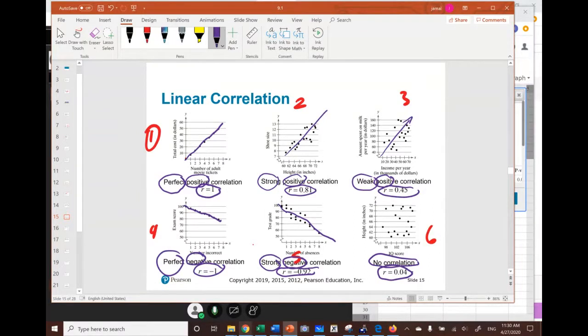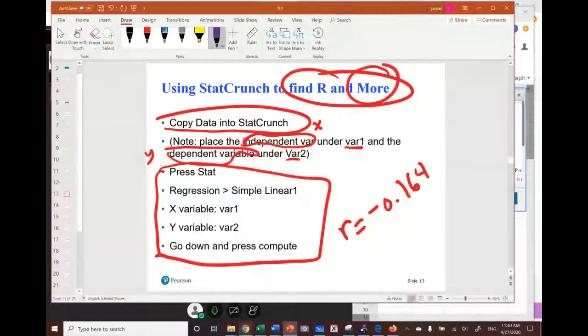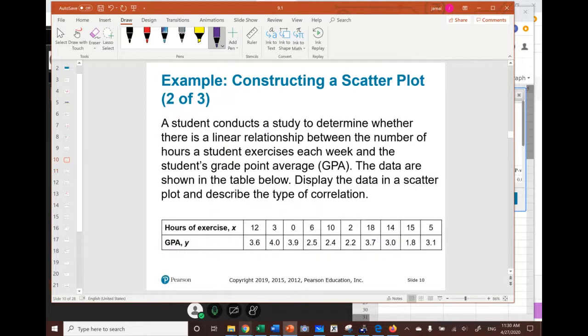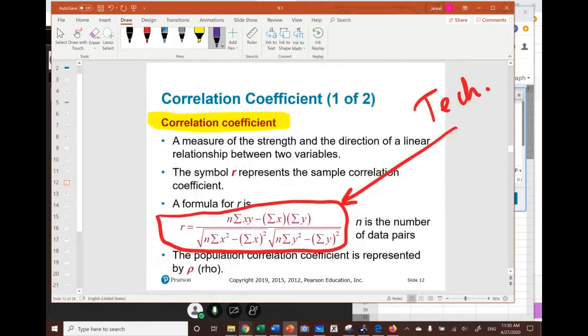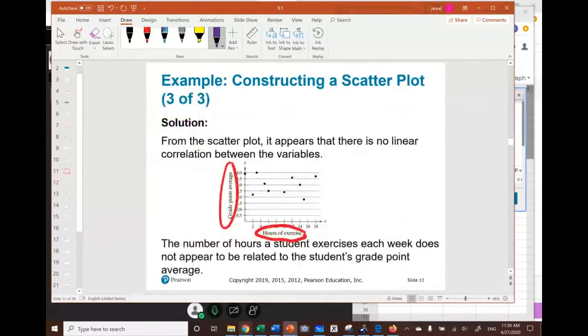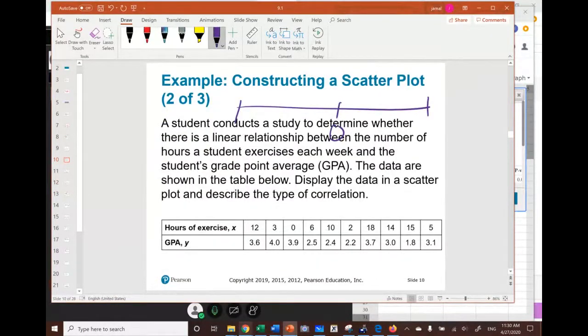So I want to go back with you to this example that we did earlier. And actually, remember this, negative 0.164. And this is for this problem. Now, for studying for the test. Here's for studying for the test. Here's the 0. And the R we got, let me go back and remind you. The R we got is negative 0.164.